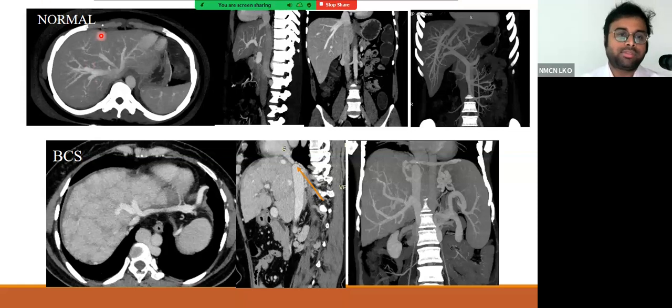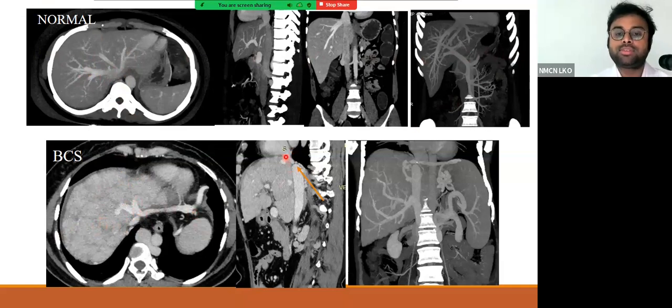So here, this is CT image. Here we have the normal images for comparison. Here we have image of a patient with Budd-Chiari syndrome. Here we can see normally the right, middle, and left hepatic vein draining into the IVC. Here we can see middle and the left hepatic vein. They are not draining into the IVC, but are drained by a large collateral here.